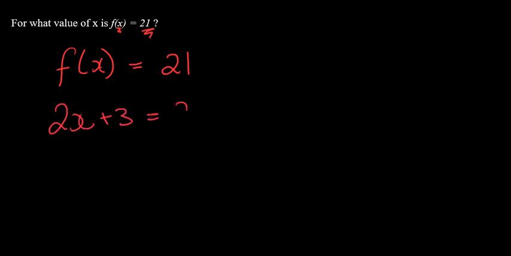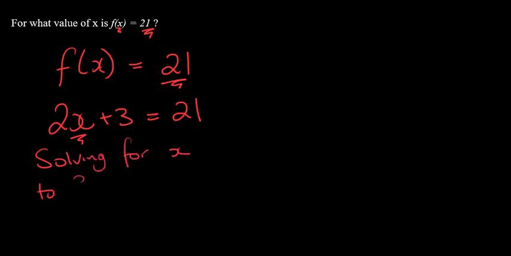Well, let me write down what I know. So I know that f of x is equal to 21. And I know, based on what I was doing before, that f of x is really 2x plus 3. Since I don't know what the input is, I don't know what x is, I could write it as 2x plus 3 is equal to 21. So if this is my output and this is my input, I could solve for x. Solving for x would give me the input.